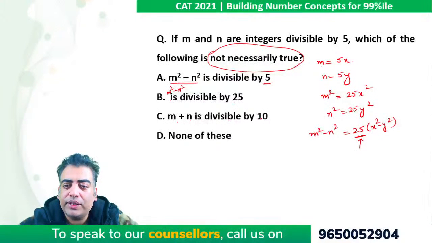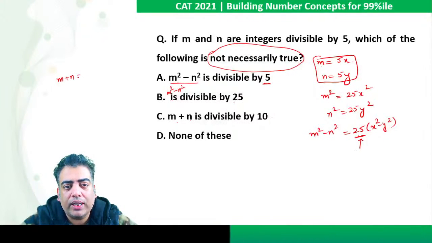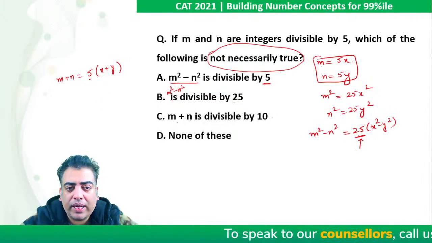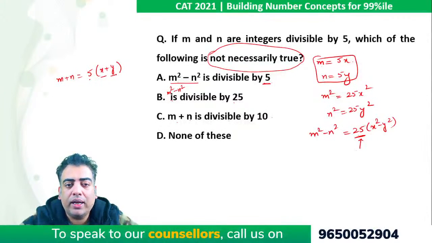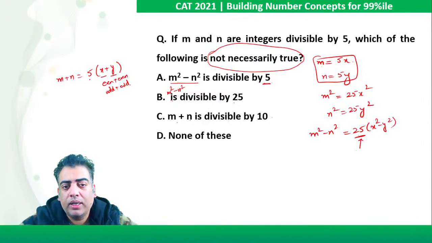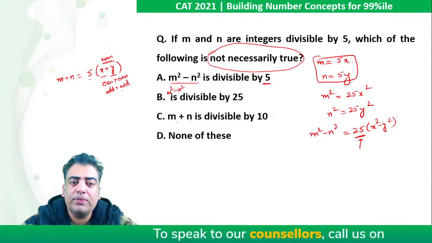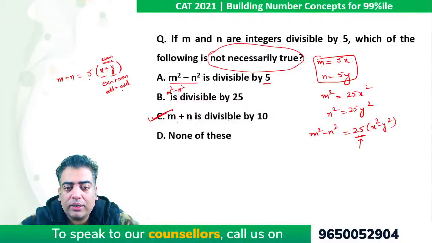M plus n is divisible by 10. So when we add these two values, m plus n comes out to be 5 times x plus y. It is divisible by 5, but not necessarily divisible by 10. If x and y are either both even or both odd, only then it is divisible by 10, because even plus even or odd plus odd becomes even, and every even number is divisible by 2, right? So it is not necessarily true. So the correct answer option comes out to be C.